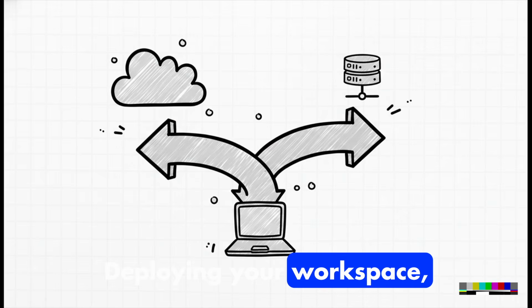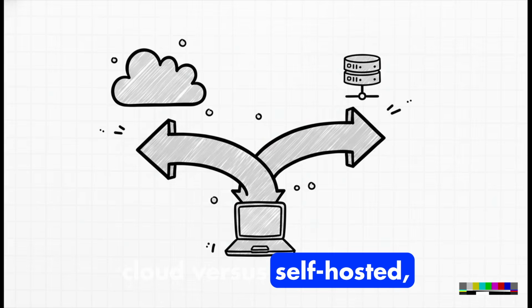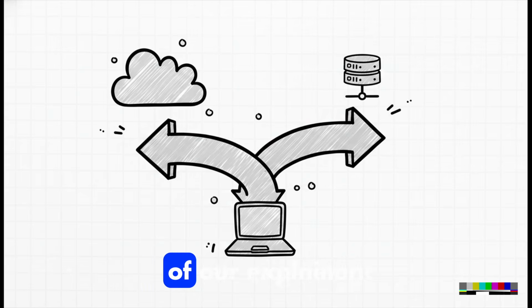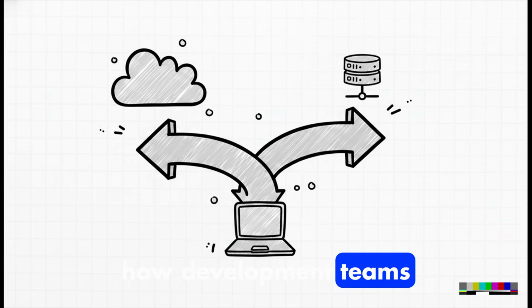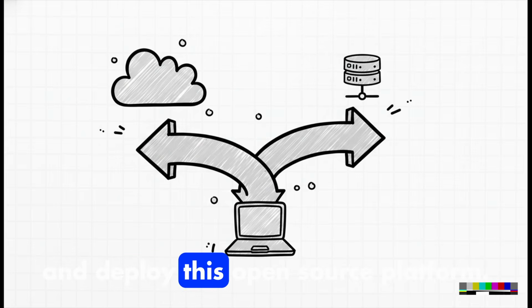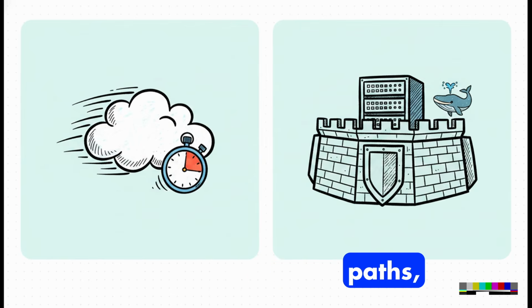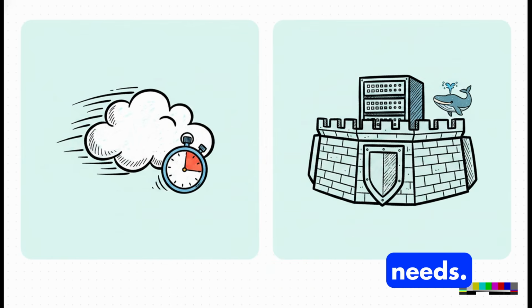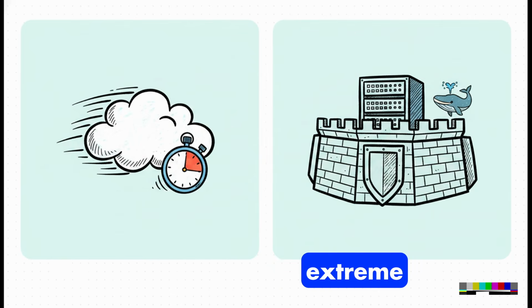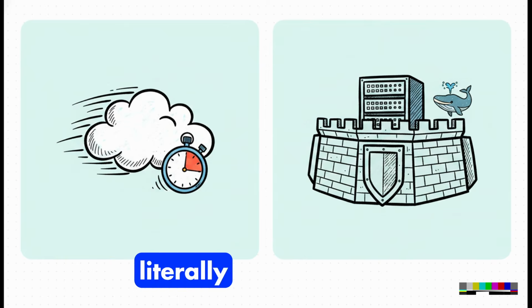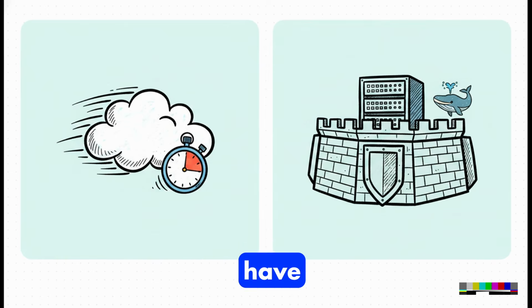Deploying your workspace, cloud versus self-hosted, which brings us to the final phase of our explainer, how development teams can actually adopt and deploy this open source platform. 20 offers two very distinct deployment paths, depending on exactly what your team needs. If your priority is just extreme speed and minimizing overhead, go with the cloud deployment. You sign up at 20.com, spin up your workspace in literally under a minute, and you have exactly zero infrastructure to manage. It's always up to date.